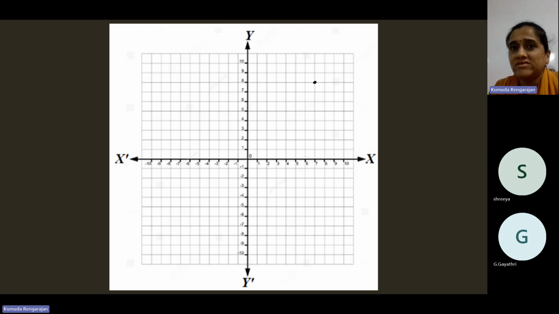So what comes first? The distance of the point from the y-axis comes first, comma, distance of the point from the x-axis. The ordered pair is written in this order: open bracket, the number that represents the distance of the point from the y-axis, comma, the second number which represents the distance of the point from the x-axis. This is how you write the address of a point lying in the Cartesian plane.